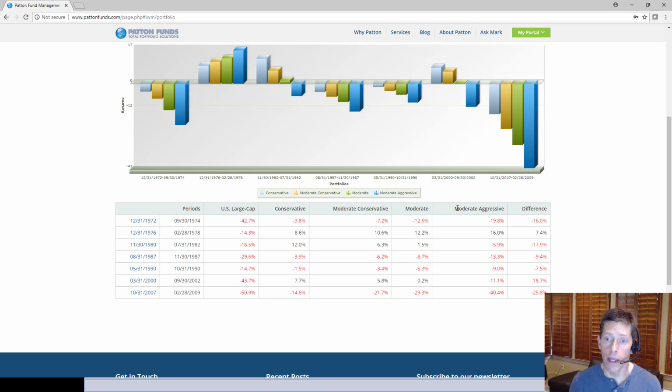And so over here on the right-hand side, this moderate aggressive portfolio is going to have experienced the biggest losses during these bear markets because it's the most aggressive portfolio. But as we already looked at, it also produced the highest long-term expected rate of return. My goal is to help you get the best long-term expected rate of return, but we need to make sure that you can tolerate the risk along the way.